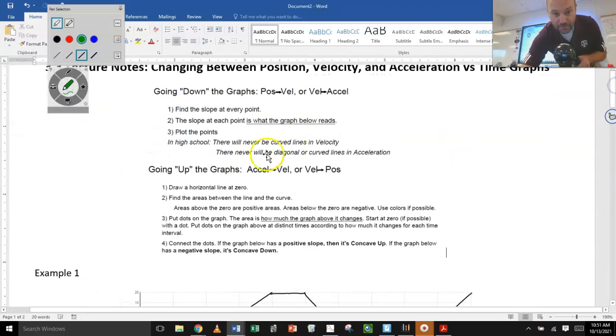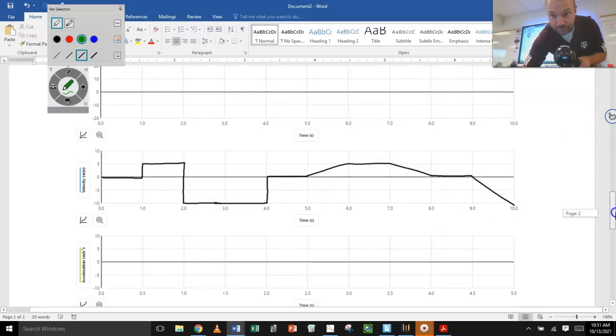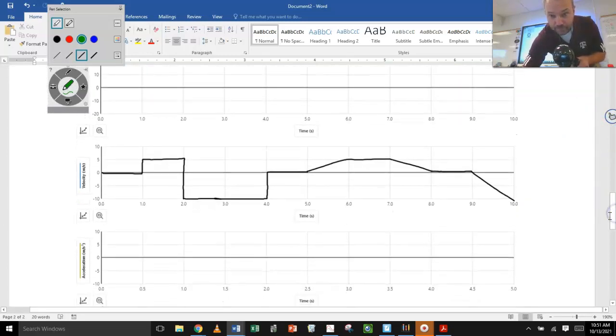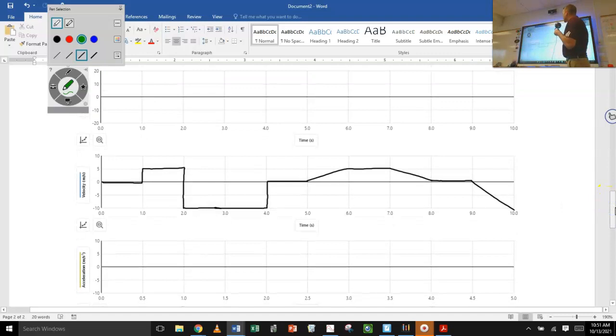Step number 1. Draw a horizontal line at 0. Here's what I mean by that. So what I'm going to do, I'm going to draw a horizontal line at 0. That horizontal line represents when you're stopping. I'm not going to scroll back up. I have your rules right here. Step number 2 says, find the area between the line and the curve.